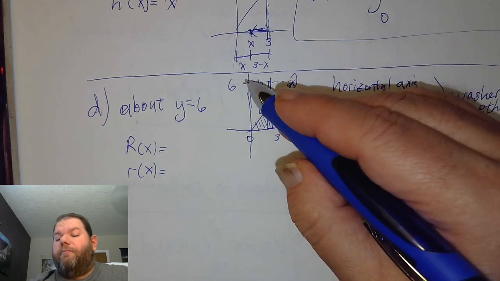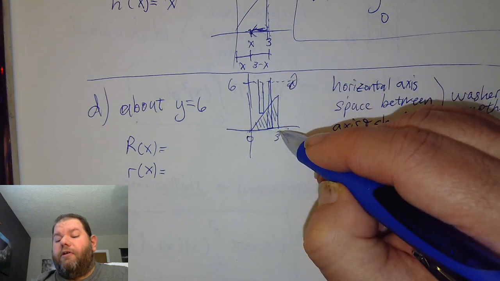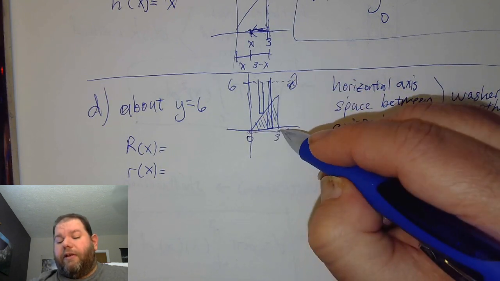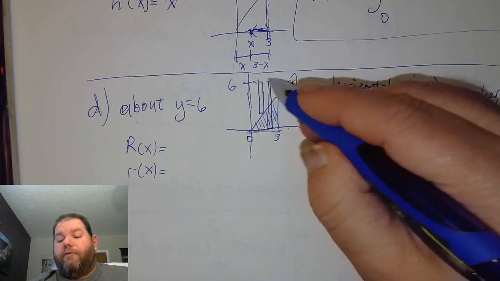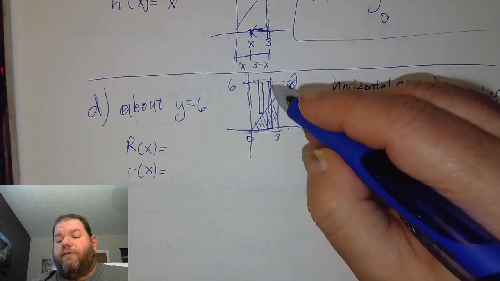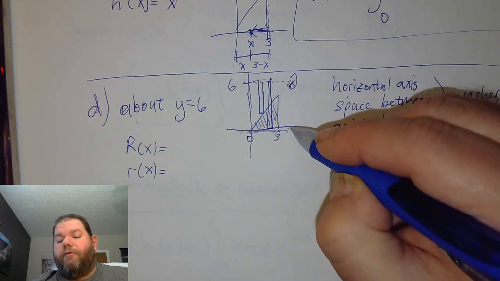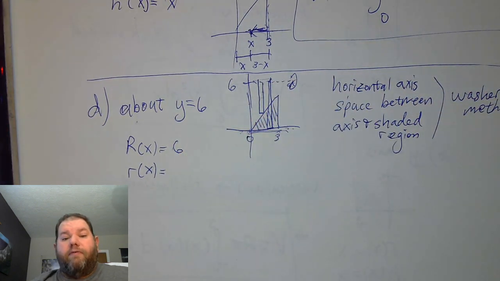So if we go from here to here, all the way across, this line is y equals 0, this line is y equals 6. So our radius here is just top minus bottom, 6 minus 0. So capital R of x is 6 in this case.